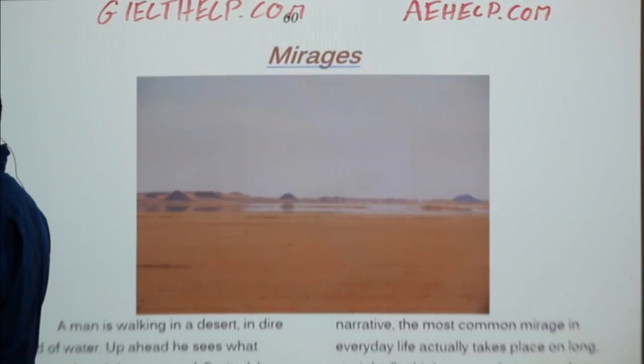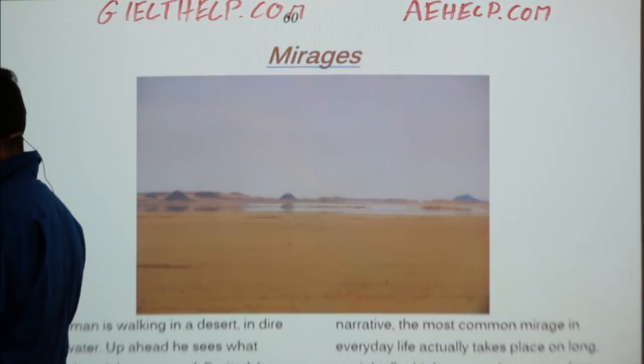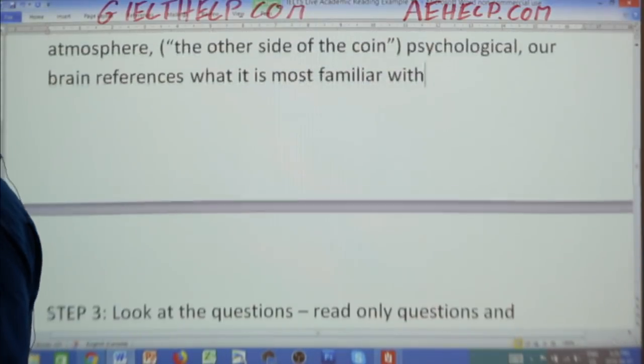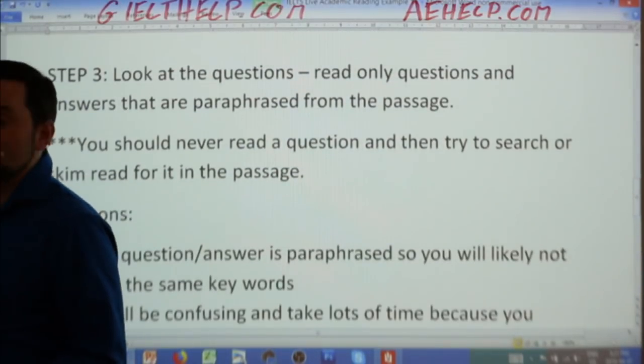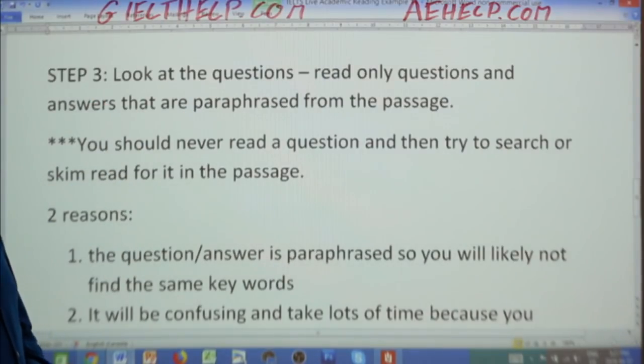All right, so I've picked out mirages. I've thought about mirages critically. I've predicted what the passage might be about. And now I go on to my next step, which is look at the questions, okay? So look at the questions.